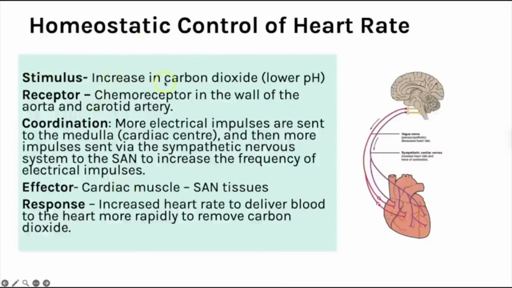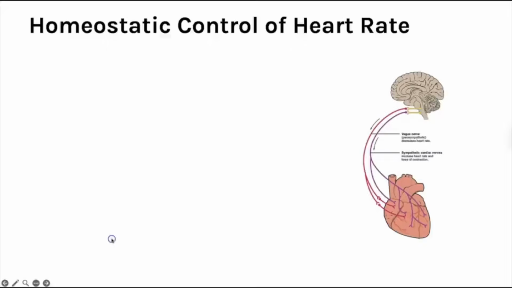The stimulus in this case we've got is an increase in carbon dioxide, meaning lower pH, and an increase in hydrogen ions. Chemoreceptors in the walls of the aorta and the carotid artery will detect that. Then the coordination is more electrical impulses are sent to the medulla, which is the cardiac centre, and that will then result in more impulses sent via the sympathetic nervous system to the SAN to increase the frequency of electrical impulses. The effector is the cardiac muscle, so the SAN tissue, and the response is an increased heart rate because the SAN will be firing more rapidly.